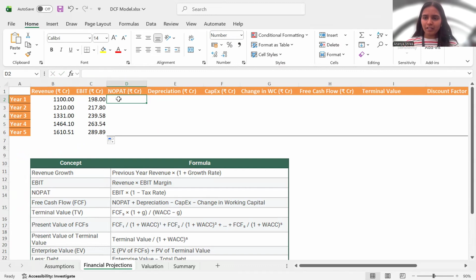Now NOPAT. To get the profit available from operations, we use NOPAT, which is equal to EBIT into 1 minus tax rate. I'll type EBIT into 1 minus tax rate. I'll use a tax rate of 30% here. That gives us post-tax operating profit, which is the operating cash before non-cash add back and investment.